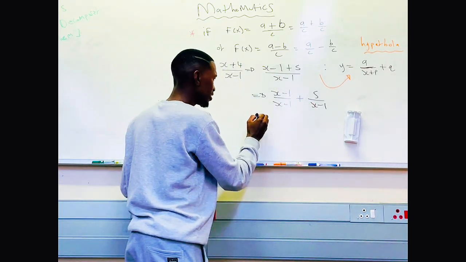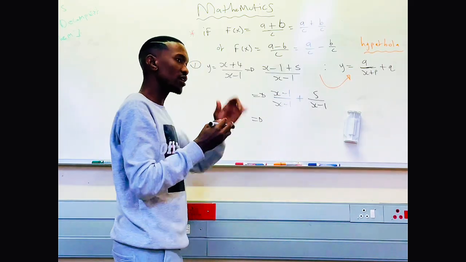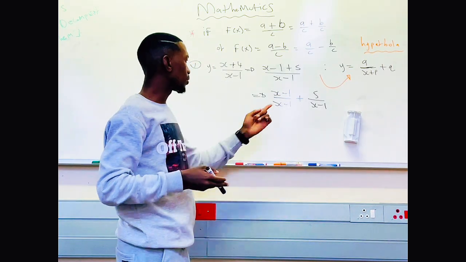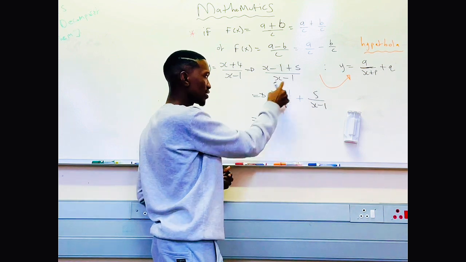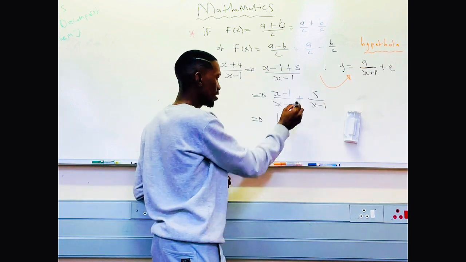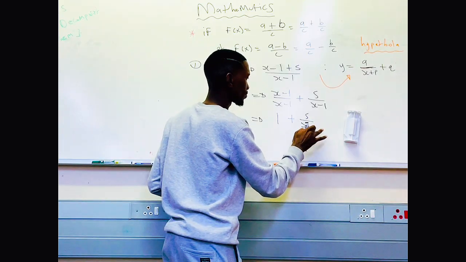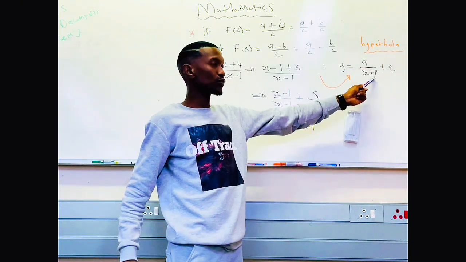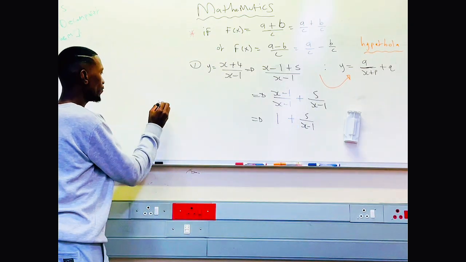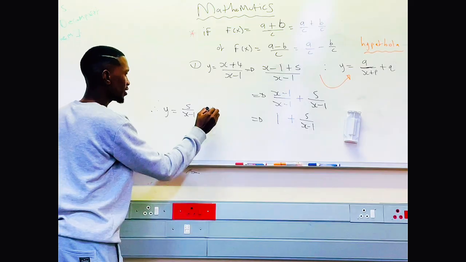Then this implies that we're going to end up having, because when you have the same thing, they're going to give you 1. So x minus 1 divided by x minus 1, since they're the same, gives us 1 plus 5 over x minus 1. Now, we need to make sure that our equation is in this form, right? So we're going to say, therefore, y equals what? 5 over x minus 1 plus 1.